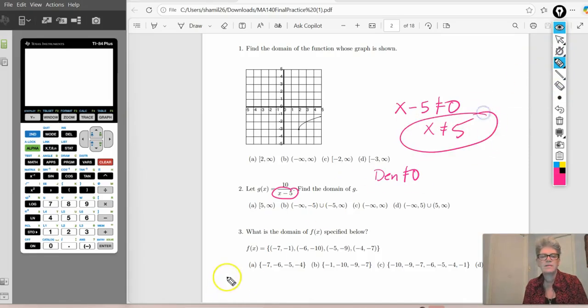Now, that's a correct answer, but it's not in the form that we see in the multiple choice questions. So what we need to be doing is, which one of these is x is not equal to 5? What would that look like on the number line? Well, you would not include 5, but you'd have everything else. That's what it'd look like on the number line.